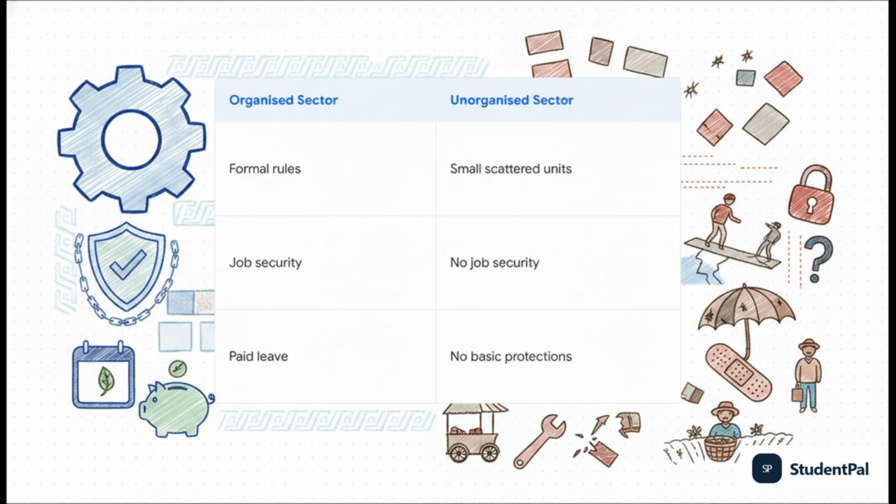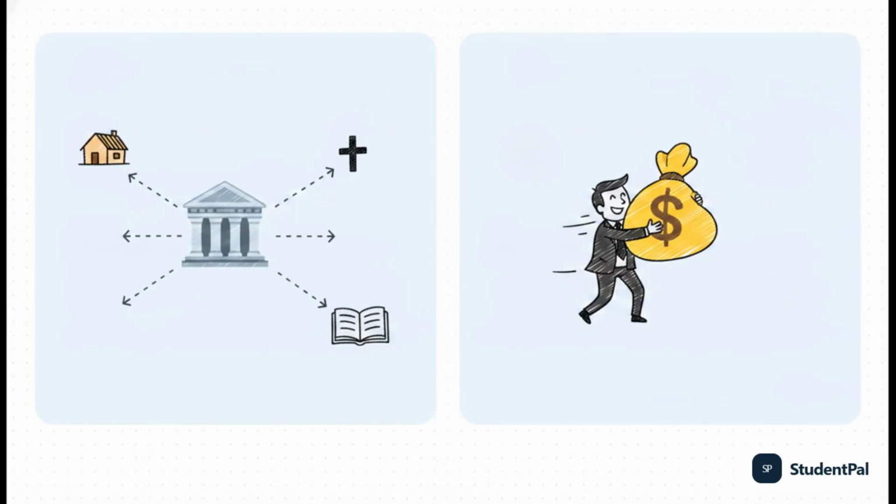sector. This sector is made up of small, scattered units largely outside government control. There's no job security, no paid leave, no basic protections whatsoever. From street vendors to repair persons to landless agricultural laborers, these highly vulnerable workers desperately need protection and support. And this human element brings us to our final way of categorizing the economy, by ownership.